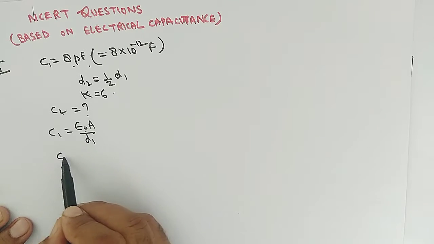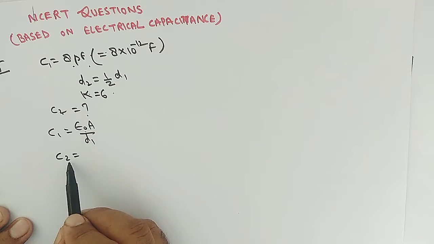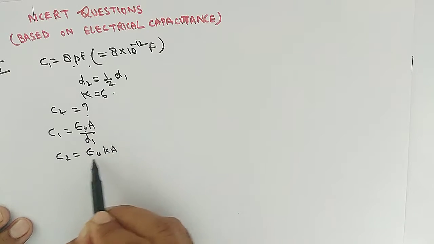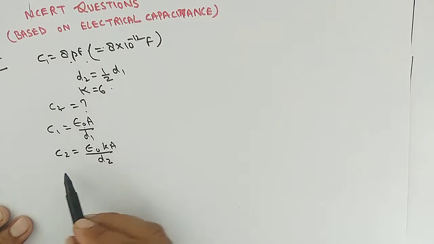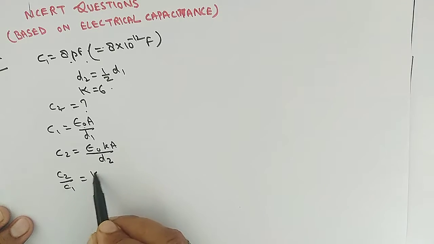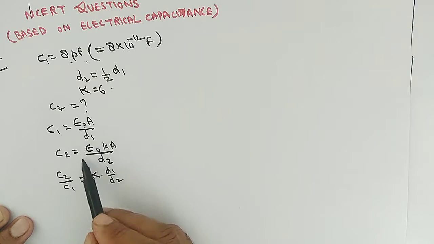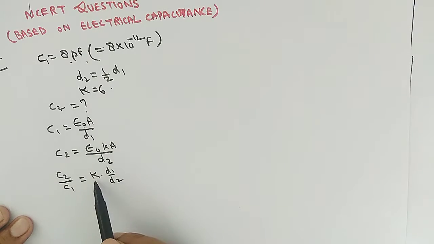Now when a dielectric substance is between the plates, to find the capacitance in this condition, put the formula epsilon naught K A upon D2. Now divide C2 and C1. So C2 upon C1 is equal to K D1 upon D2. Everything else will be cancelled, epsilon naught A will be cancelled, so you'll find K into D1 upon D2.